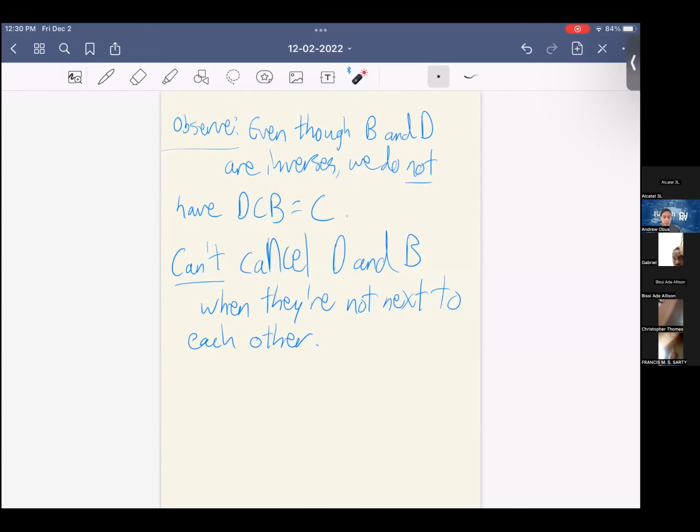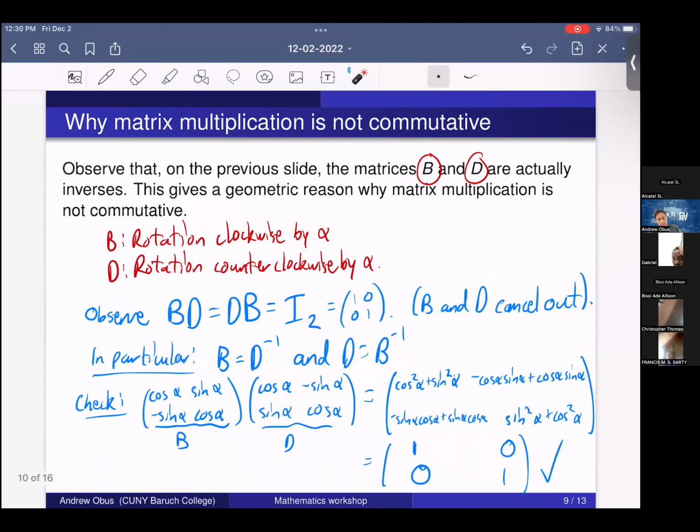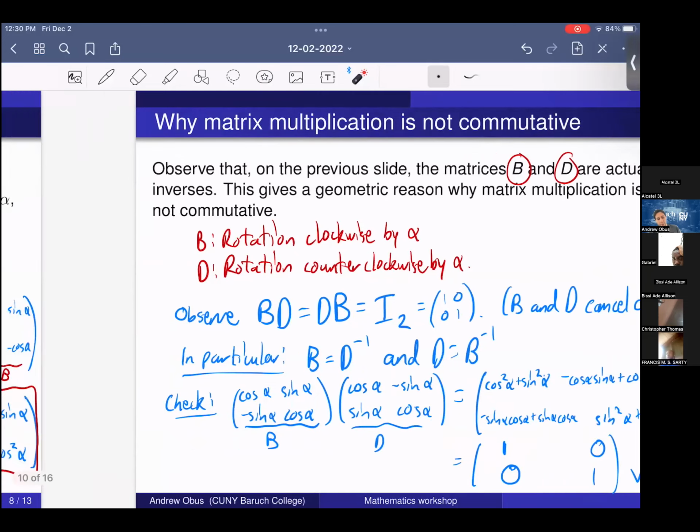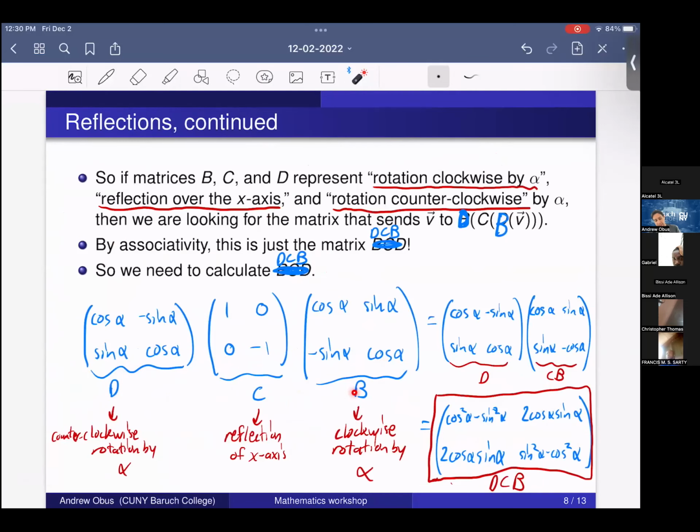So rotations cancel each other out, but when we want the reflection, we have to use both rotations along with a reflection along the x-axis, and we end up with this formula for a reflection.